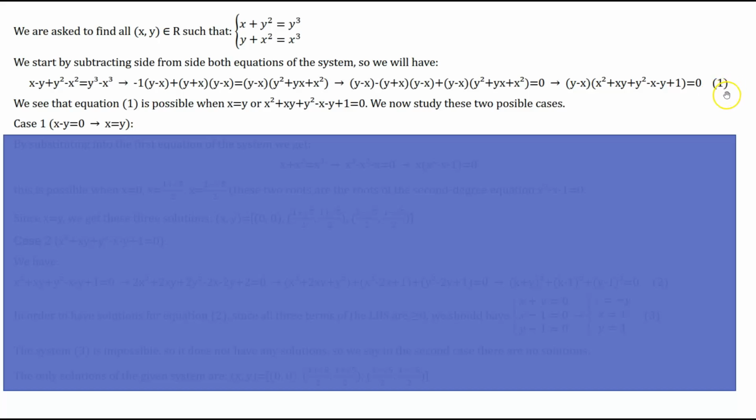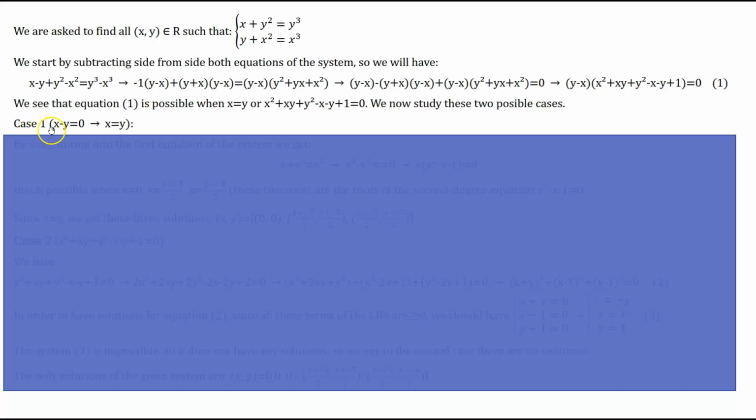We call this equation number 1. We see that equation number 1 is possible only if x minus y is equal to 0, or x is equal to y, or the expression over here, all of it, is equal to 0. We study now these two cases in order to find the solution of this given system of equations.